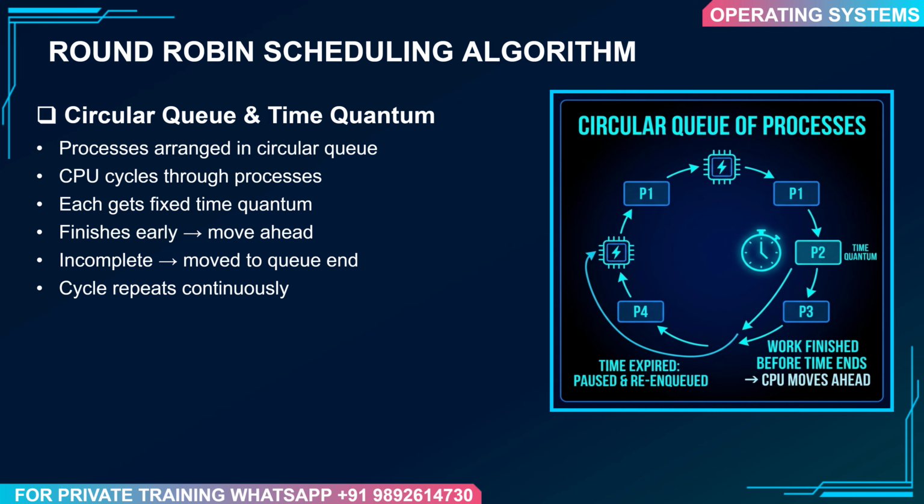Each process gets a fixed amount of CPU time, which we call the time quantum. This time quantum is the heart of round robin scheduling. It defines how long a process is allowed to run before the CPU moves on to the next one. If a process finishes before its time quantum ends, that is great. The CPU simply moves ahead. But if it still has work left when its time quantum expires, it is paused and placed at the end of the queue. This cycle continues again and again, giving each process a fair share of CPU time.